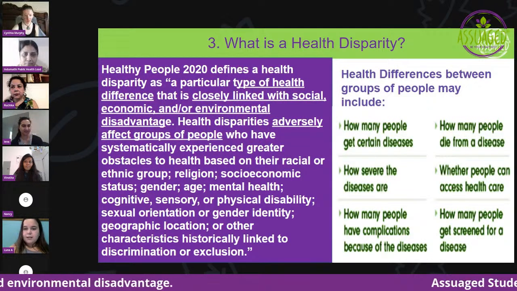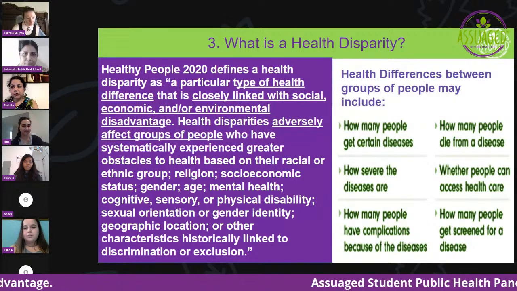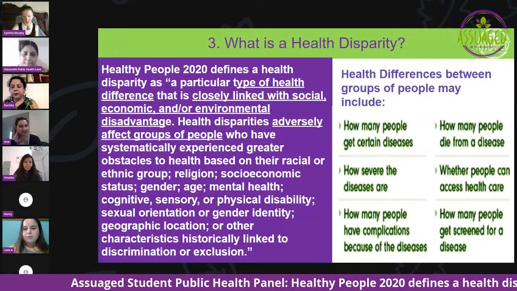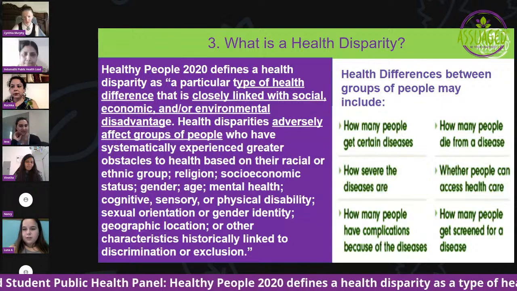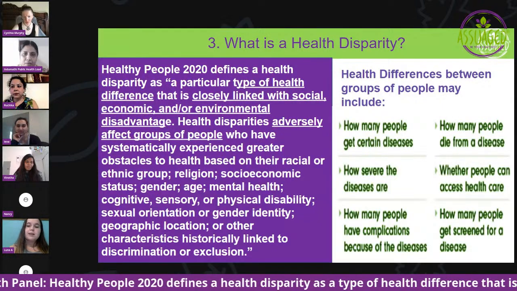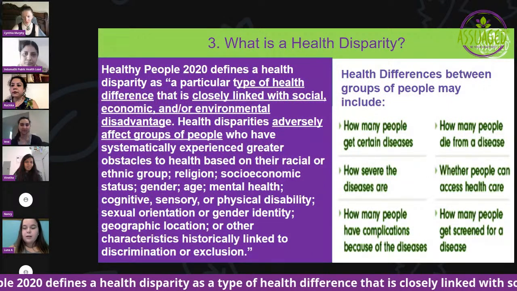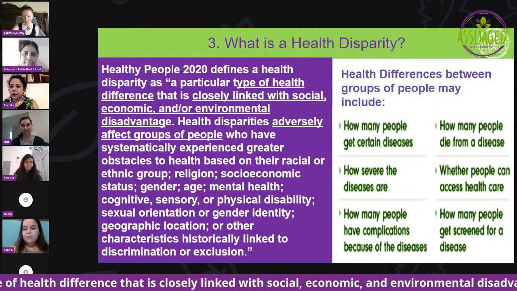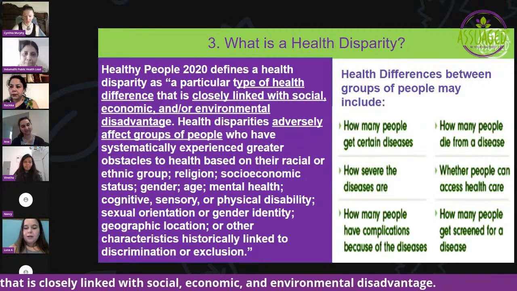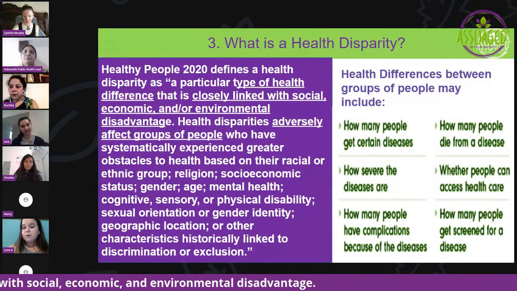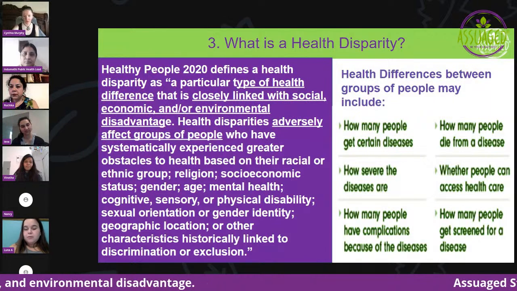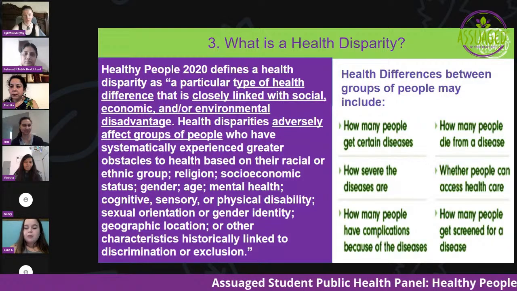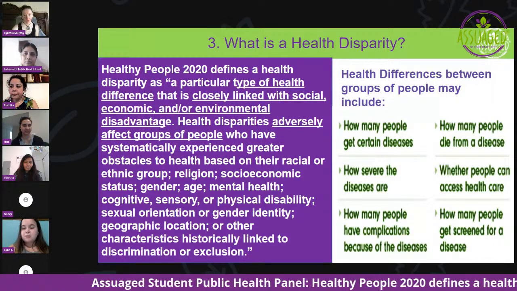On the right side of the screen, you can see the different health differences between different groups of people. These questions can guide how these disparities come along, such as how many people get a certain disease, because sometimes certain groups, as you saw with the death rates for COVID, are getting these diseases at a higher rate, and then higher deaths, how severe the disease is, and how many people are going to have complications because of a disease. With COVID, for example, a lot of people of certain groups are going to have worse health outcomes because they're not as healthy in the first place. And that could be due to things like disparities.